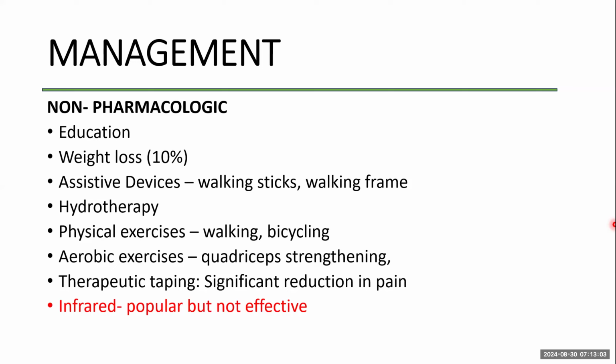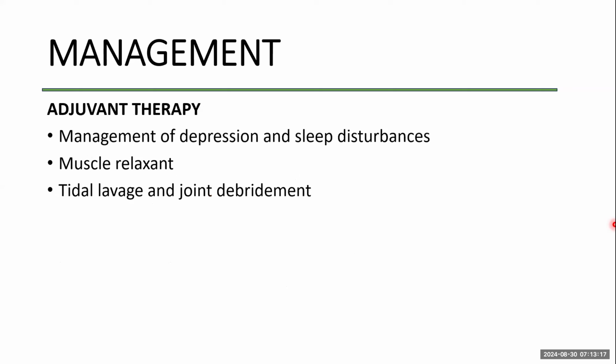Of note, quadriceps strengthening and aerobic exercise help joint stability. You can also use therapeutic taping to tape the joints to balance them. This can significantly reduce pain. Infrared is popular, but is not effective. We can also do adjuvant therapy for these patients because they can become depressed, with lots of issues. So you want to manage depression and sleep issues, and you can give them a muscle relaxant.